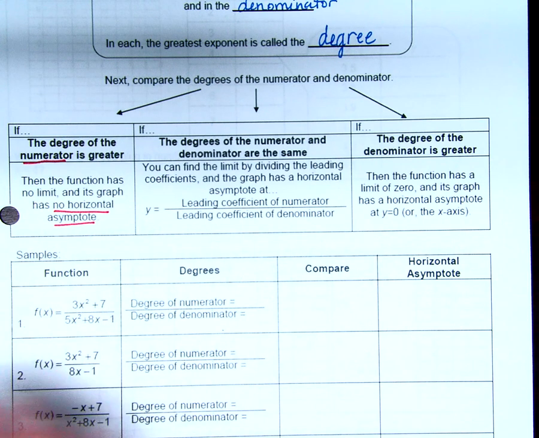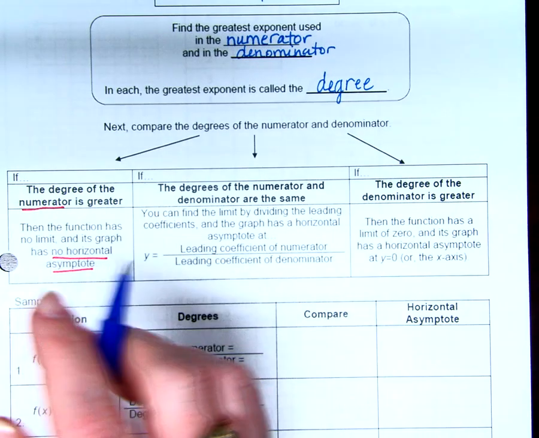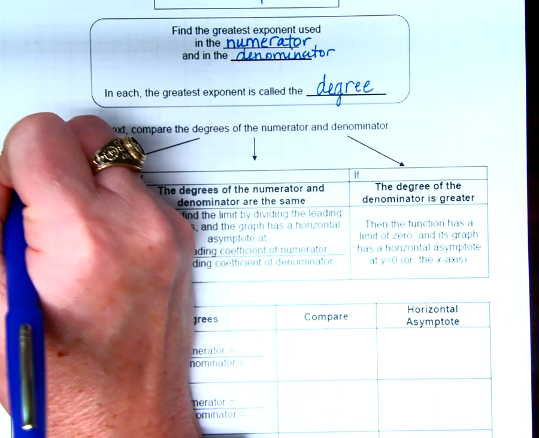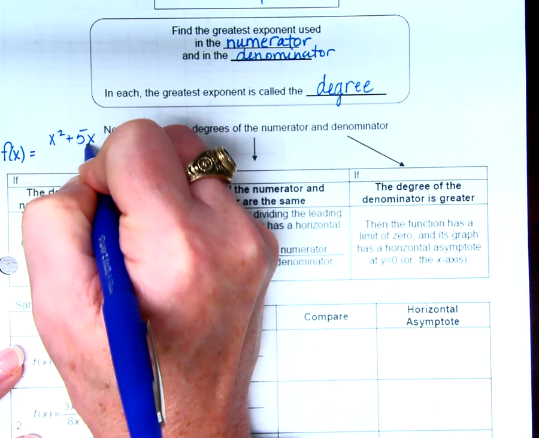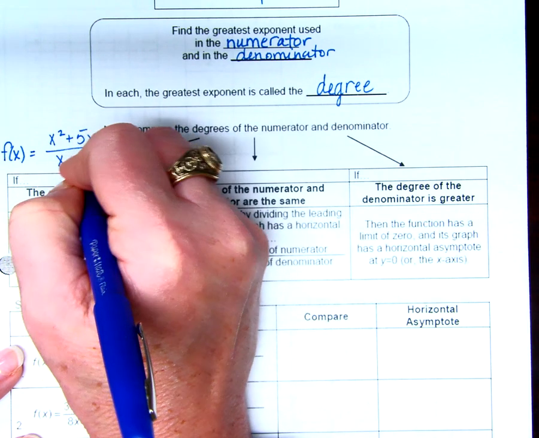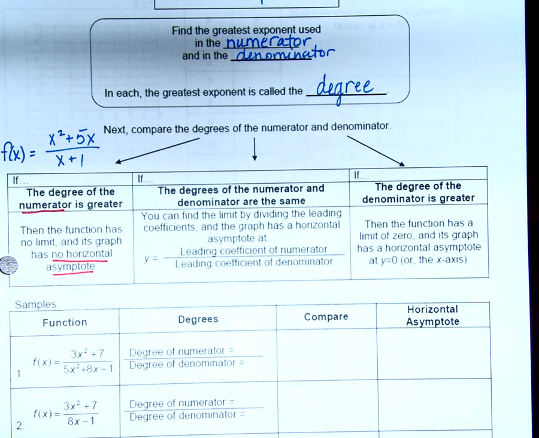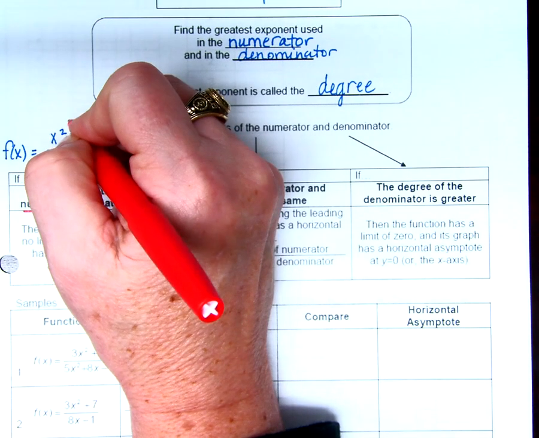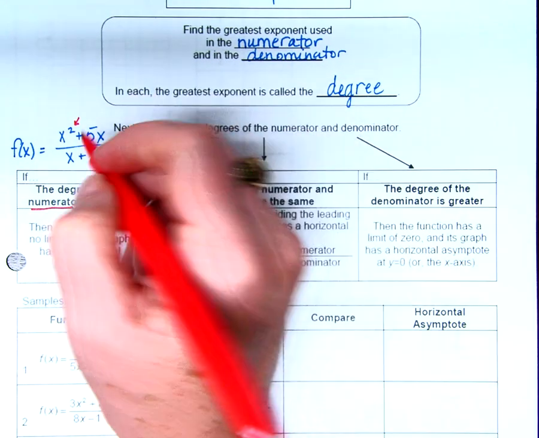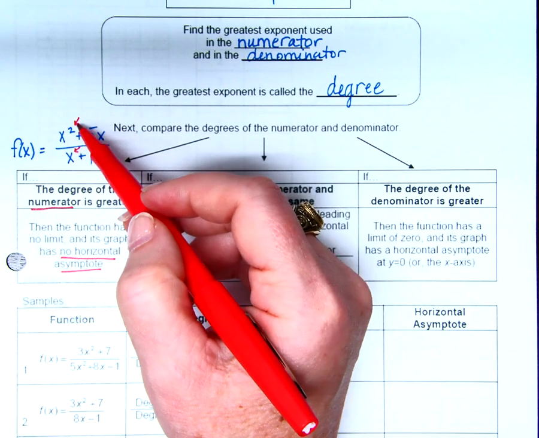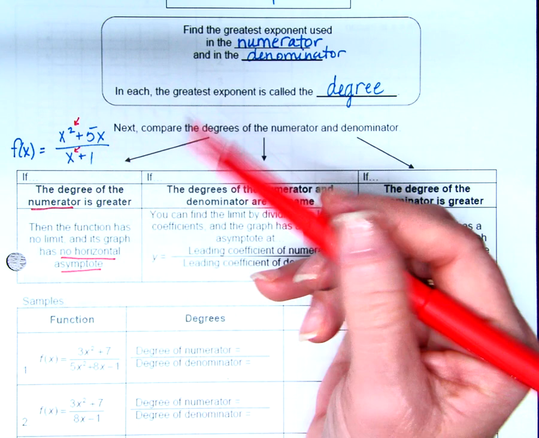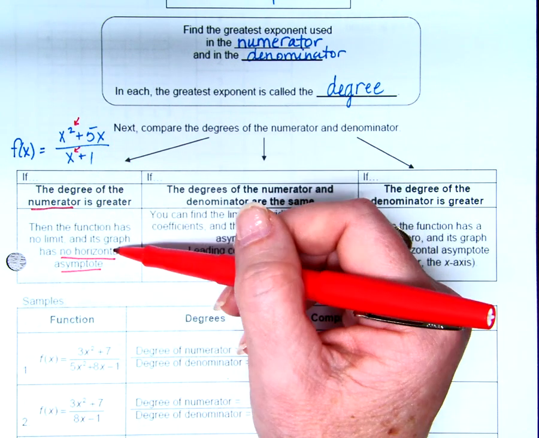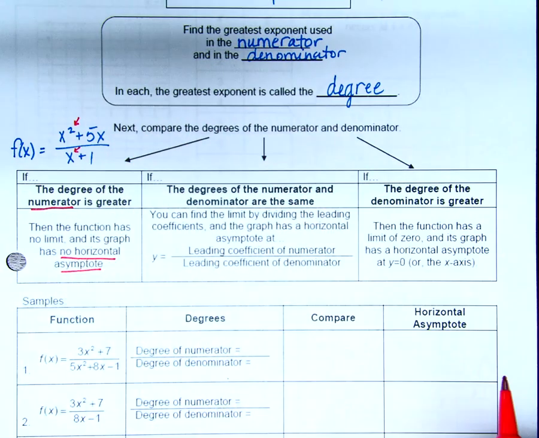For example, can I give you an example? Okay. If f of x is x squared plus 5x over x plus 1, what's the degree of the numerator? 2. What's the degree of the denominator? 1. Can you tell the degree of the numerator is greater? Because 2 is greater than 1. So since the degree of the numerator is greater, there is not a horizontal asymptote. Does that make sense? Okay.